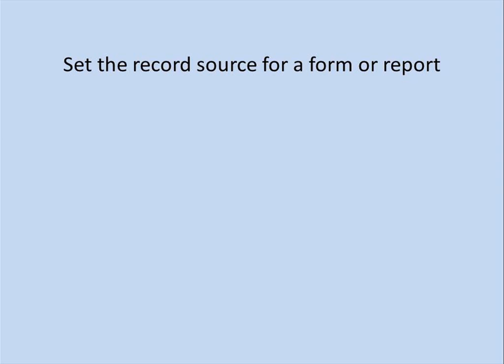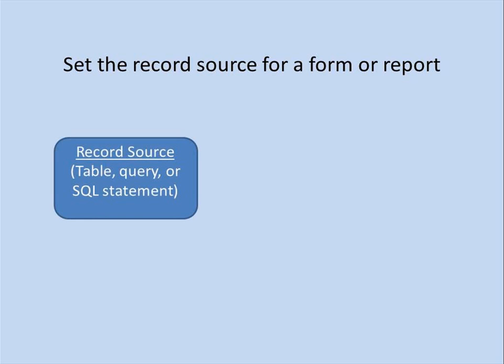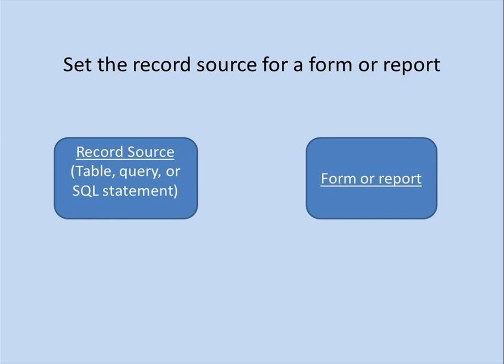In this video, I'll show you how to set the record source for a form or report. The record source is a table, query, or SQL statement that contains the actual data that is shown on a form or report. A form or report that displays records is said to be bound to a record source. If there's no record source, the form or report is said to be unbound.